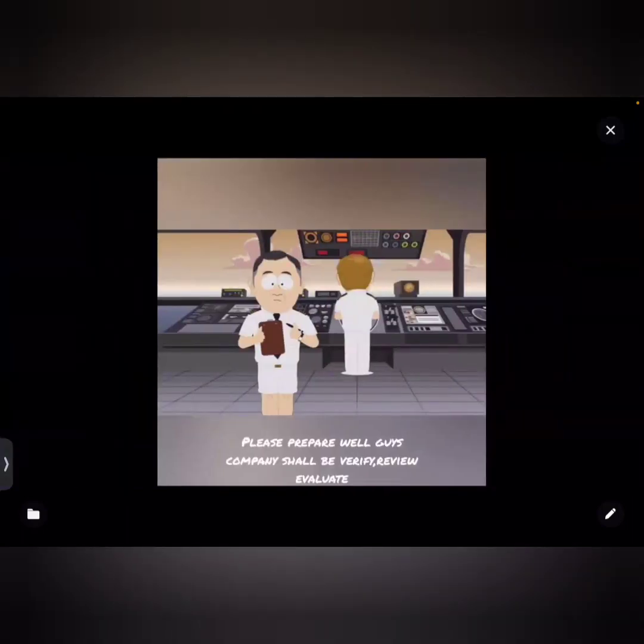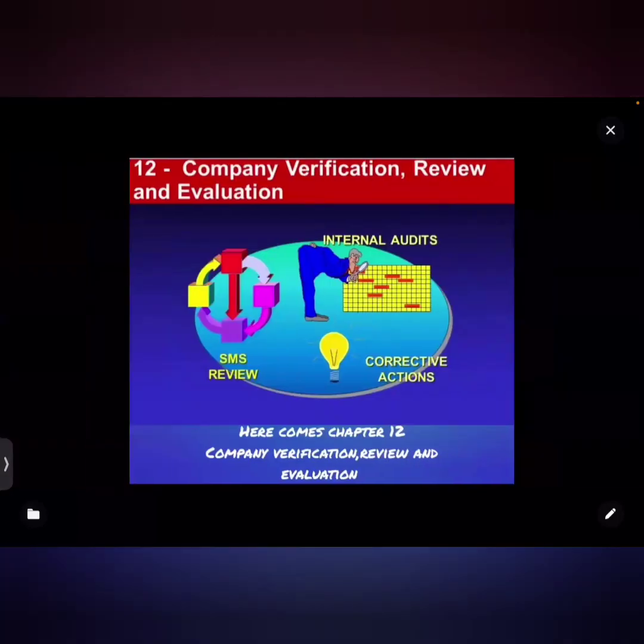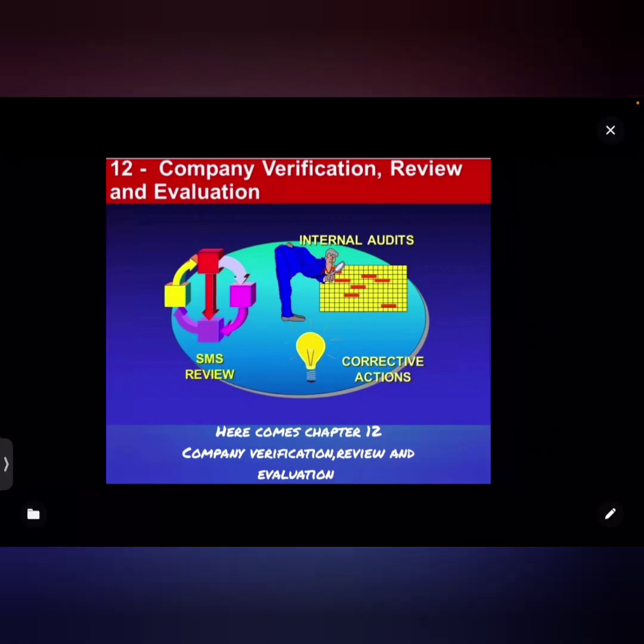Now the captain says the final line, guys, please prepare well. The company is going to verify it, review it, and evaluate it. They are going to send a company representative on board for the audit. I don't want to look a fool in front of that auditor. Also, I will verify, review, and evaluate before presenting everything to the auditor. So please prepare well, guys. And then he calls off the meeting. So the last chapter is company's verification, review, and evaluation.